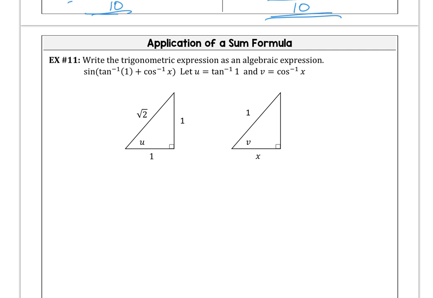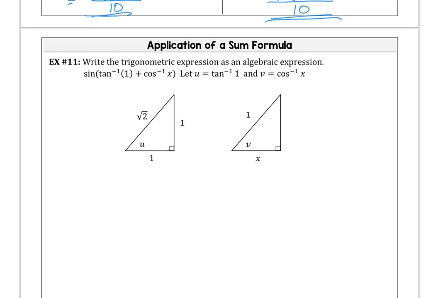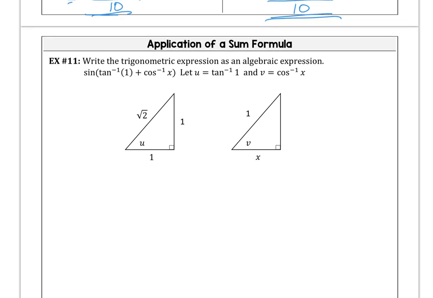Example 11, we want to write the trig expression as an algebraic expression using sine of tan inverse of 1 plus cosine inverse of x. We want to let u be tan inverse of 1. I'm thinking this way. The sine of angle u plus angle v, when the sine of u is 1 divided by the square root of 2, because we have opposite over hypotenuse, the cosine of angle u is 1 over square root of 2.